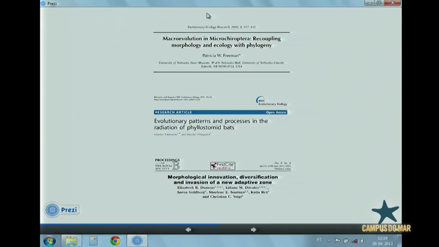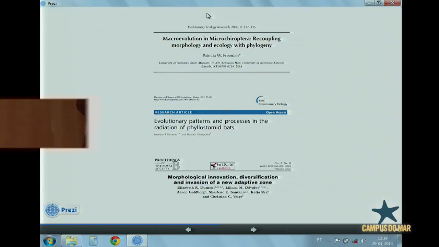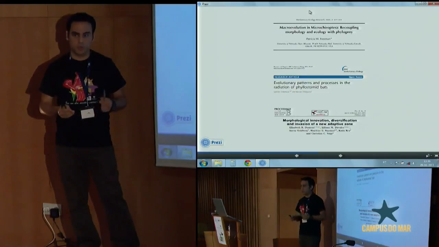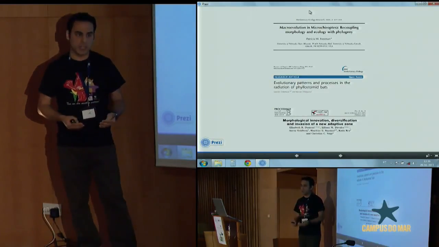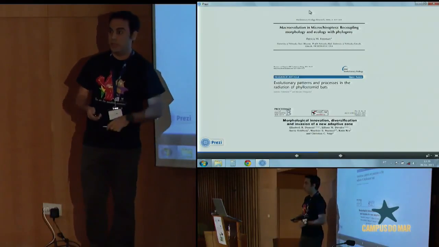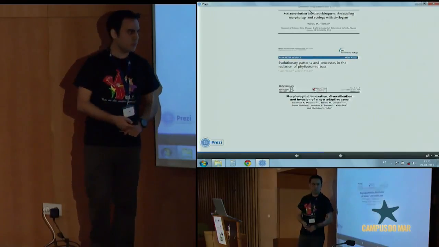More recently, Monteiro and Nogueira found that the evolution of the family was driven by shifts to other feeding habits from the ancestral insect feeding habit during the first 10 million years of the Miocene. And more recently, the team of Elizabeth Dumont found that a change in skull shape in a group of phyllostomid bats allowed the exploitation of fruits with a particular characteristic and was related to speciation rate.